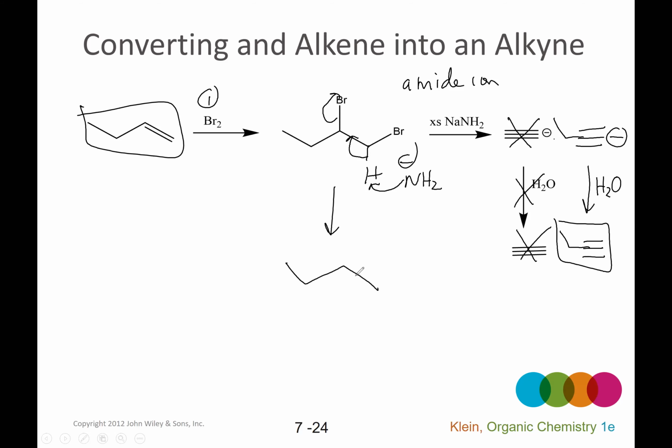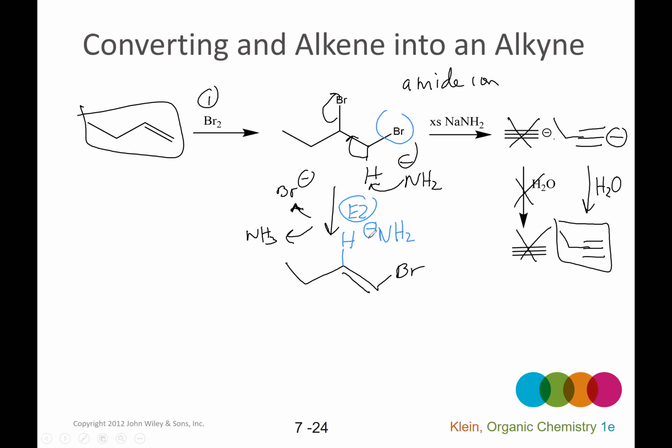That gives you this, right? So you lose Br minus, and NH2 minus picks up the H and becomes ammonia. This Br is still there; we didn't kick that one out yet. And then you still have a hydrogen here. This is the first E2 reaction. And then you have 3 equivalents of NH2 minus. I'll explain what the third one's for.